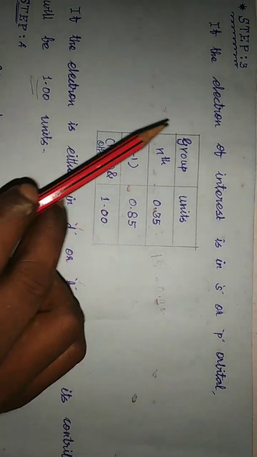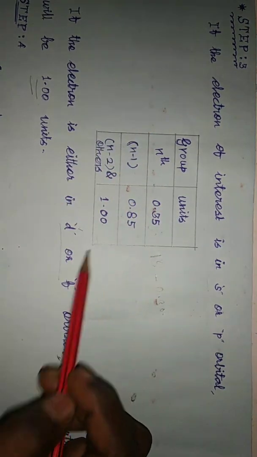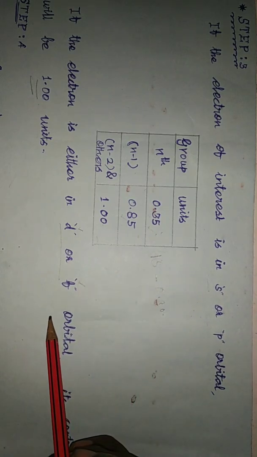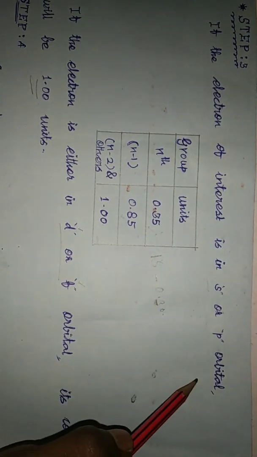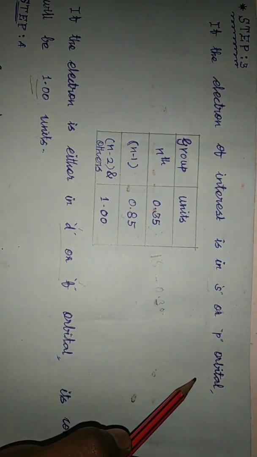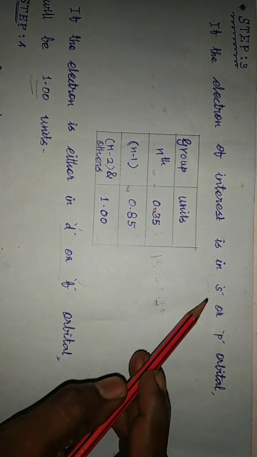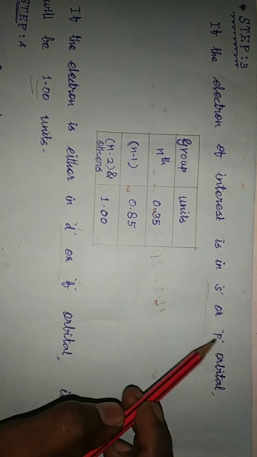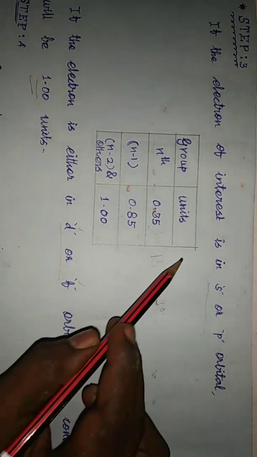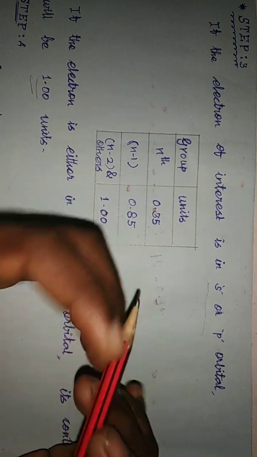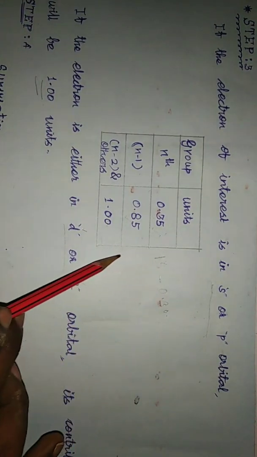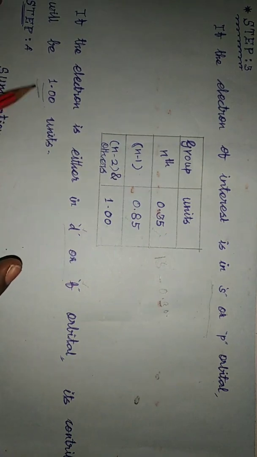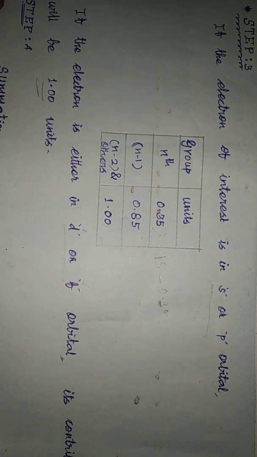Okay, students, step number 3 is very, very important. These values we have to memorize. But here there are 2 cases given. If the electron of interest is in an s or p orbital, whichever electron we are going to find the effective nuclear charge for, if it is present either in an s orbital or in a p orbital, we have to follow this table. If the given electron is present in either a d or f orbital, we need not study these values because the contribution to the S value will be 1.